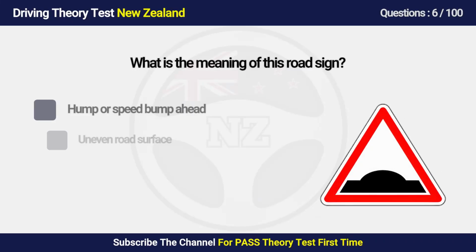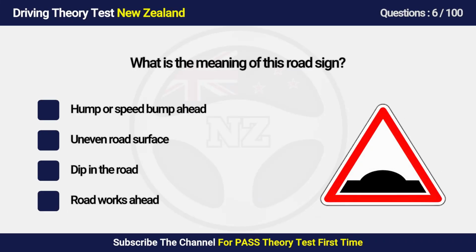Question 6. What is the meaning of this road sign? A. Hump or speed bump ahead. B. Uneven road surface. C. Dip in the road. D. Road works ahead.